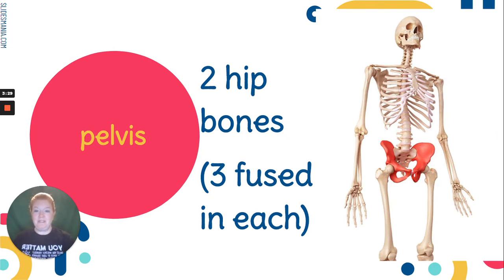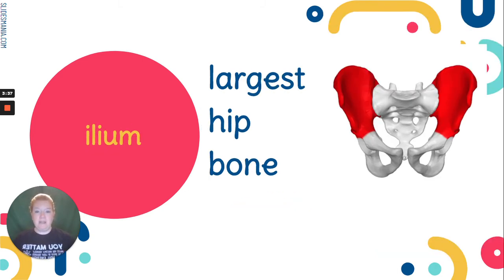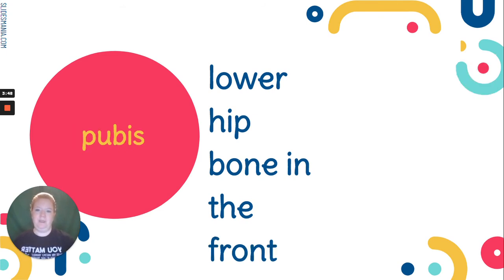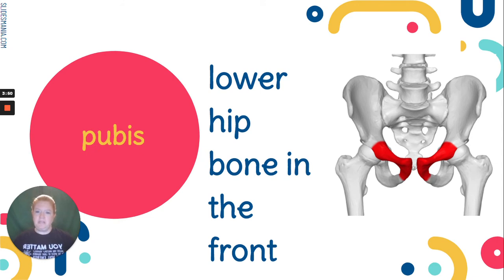And your pelvis, you actually have 2 hip bones, and there are 3 fused bones in each one. So let's look at those. We have the ilium, so you have 2 of them, 1 on each side. We have the ilium, that's the biggest one. We have the ischium, that's the lower bone that's in the back. And then we have the pubis, that's the lower bone that's in the front. So all 3 of those bones have fused together to make the pelvic bone or hip bone.